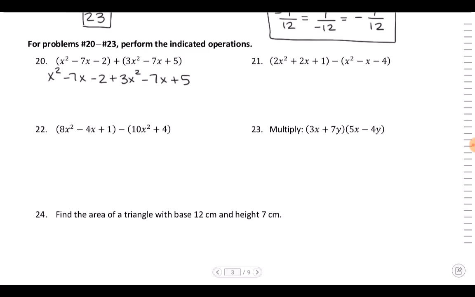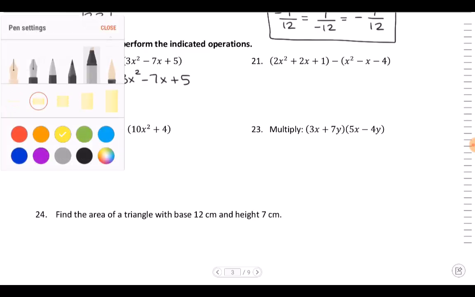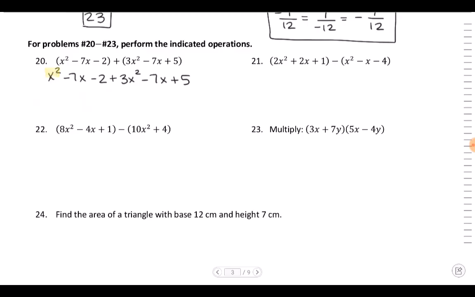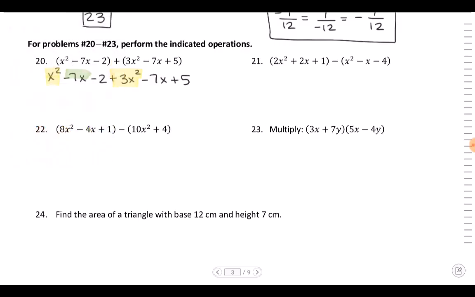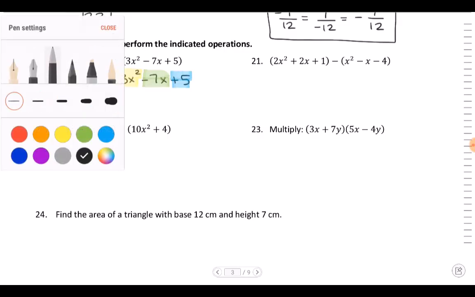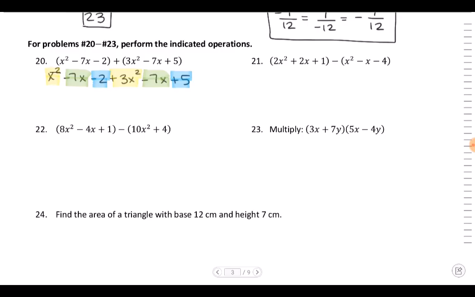So at this point, we are just looking to see if we have any like terms. So I notice that I have an x squared and a positive 3x squared. And then I see a negative 7x and another negative 7x. And then a negative 2 and a positive 5. These are all of my like terms highlighted in their respective colors.